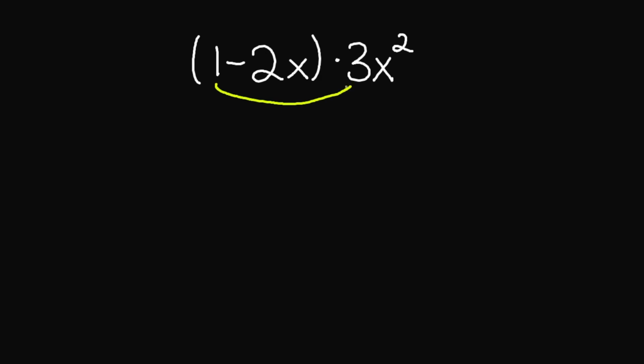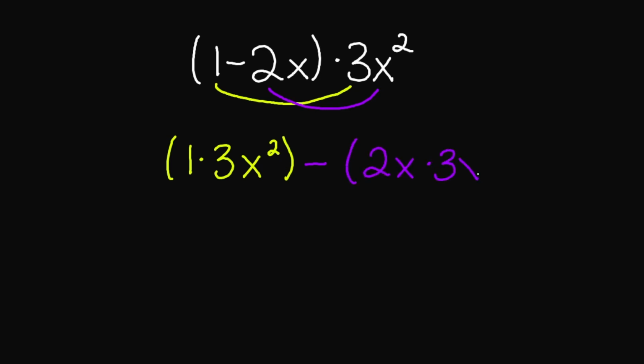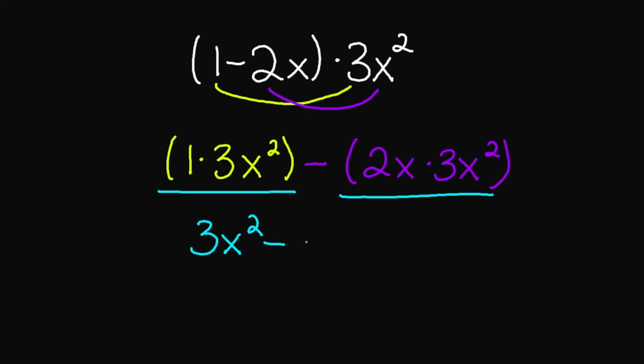Let's try 1 minus 2x times 3x squared. So we're going to multiply 1 times 3x squared. This is going to be 1 times 3x squared minus 2x times 3x squared. Let's go ahead and solve. 1 times 3x squared is going to equal 3x squared, minus 2x times 3x squared. This is going to equal 6x cubed. And this is your final answer.